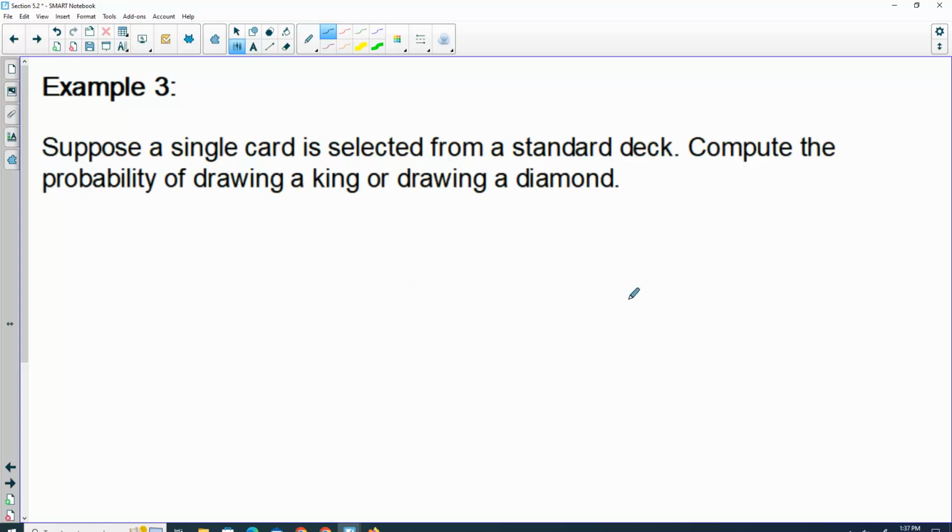Suppose a single card is selected from a standard deck. Okay, do you guys know cards? How many cards are in a deck? 52. 52 cards. There are 4 different suits. Do you guys play cards? Some of you look like yes, some not so much. Each suit you have ace, king, queen, jack, all the way down to a 2, right? I want the probability of drawing a king or a diamond.